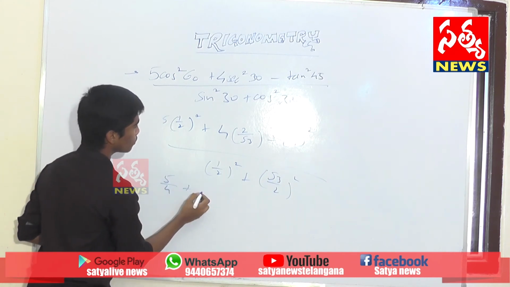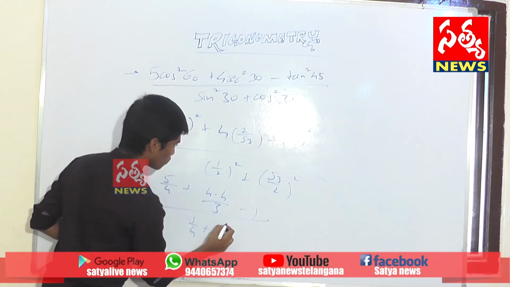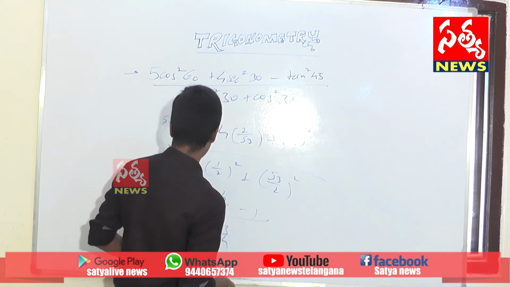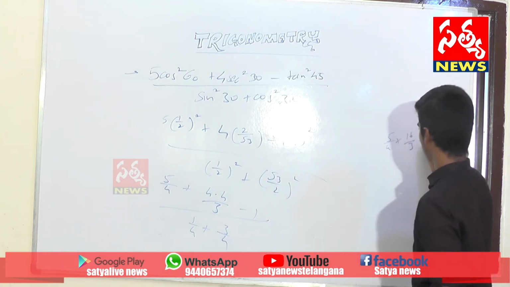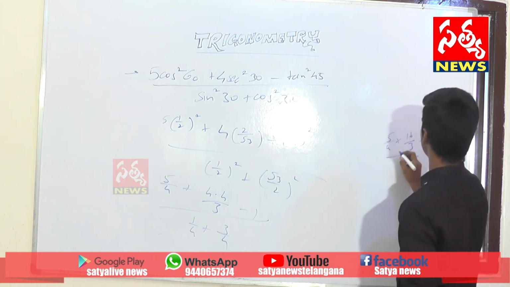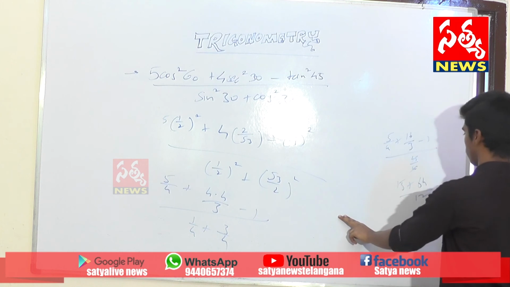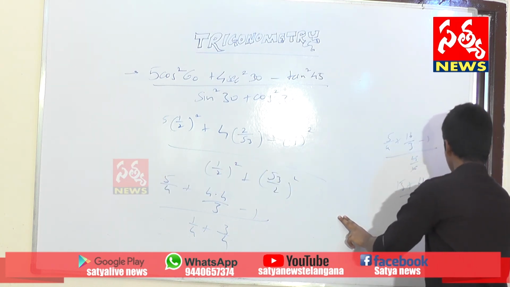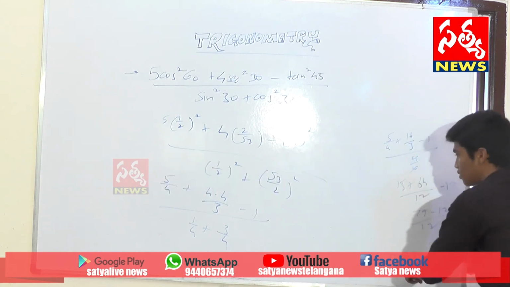Just solve it. 5 by 4 plus 4 into 4 by 3 minus 1 by 1 by 4 plus 3 by 4. 5 by 4 plus 16 by 3 minus 1 by 4 by 4, which is 1. By taking LCM, we get 15 plus 64 minus 12 by 12. 64 plus 15 is 79 by 12. 79 minus 12 by 12. 79 minus 12 is 67 by 12. 67 by 12 is our final answer.